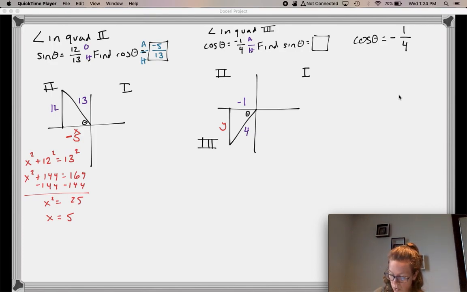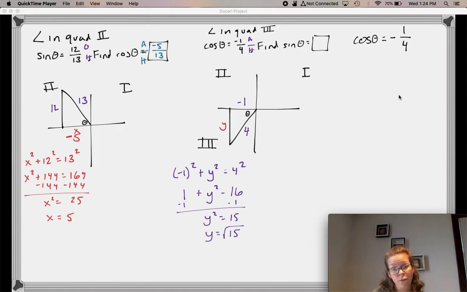So I'm going to do negative 1 squared, make sure you use parentheses, plus y squared equals 4 squared. We need those parentheses because negative 1 being squared gives a positive 1. If you don't do the parentheses, it's going to give you negative 1, and then you're going to get your next answer wrong. And 4 squared is 16. Subtract 1 from both sides. Y squared is 15. And y is the square root of 15 because that doesn't work out nicely.